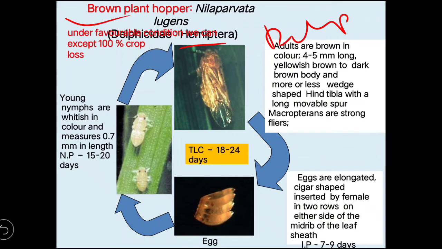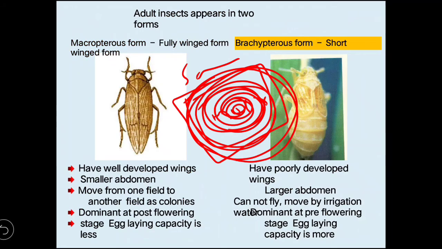Total life cycle of BPH is 18 to 24 days. So this is the adult size, then where they will lay the eggs, then young nymphs will form. These things are discussed here. We will just discuss the damage symptom. Another important thing is that BPH will appear in two forms: one is macropterous form, another one is brachypterous form.